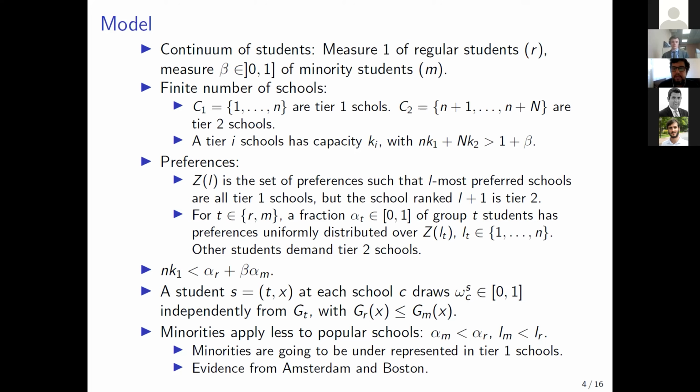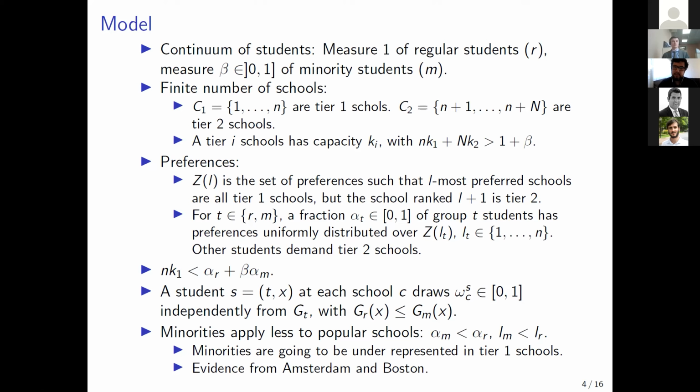Preferences are going to be super simple. A fraction alpha_t of group t students is going to apply uniformly to l_t tier one schools. And the rest of the students is just going to apply to tier two schools. So the assumption here is that tier one schools are over-demanded, right? So there is excess demand for tier one schools. A student at each school is going to draw a score independently from a distribution G_t. And the assumption here is that regular students tend to have higher scores than minority students.